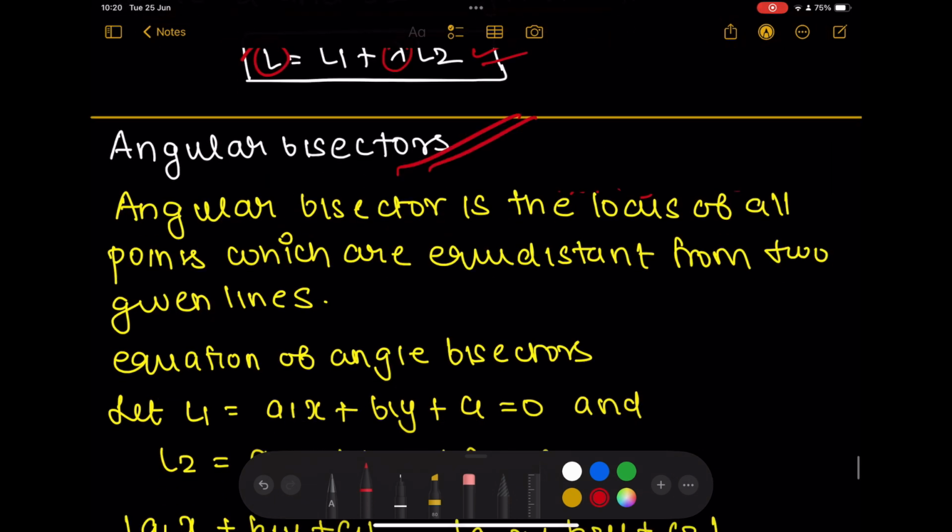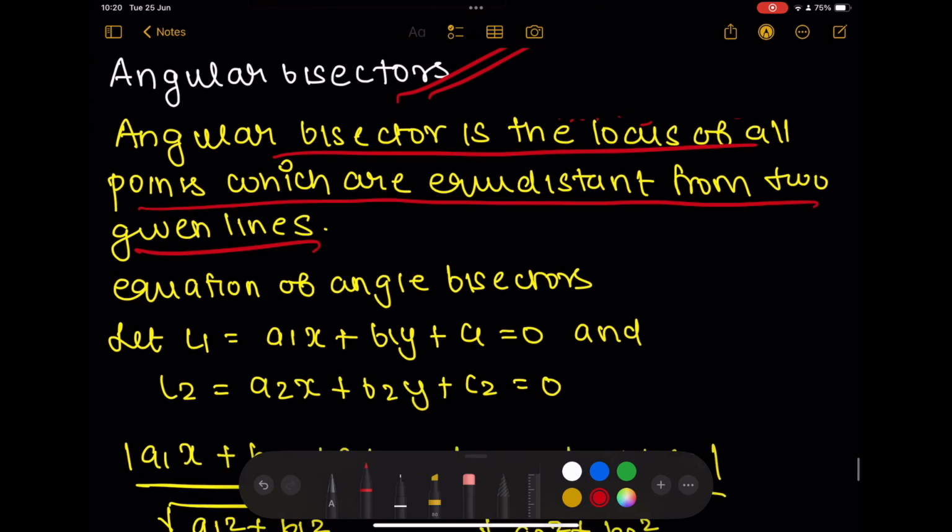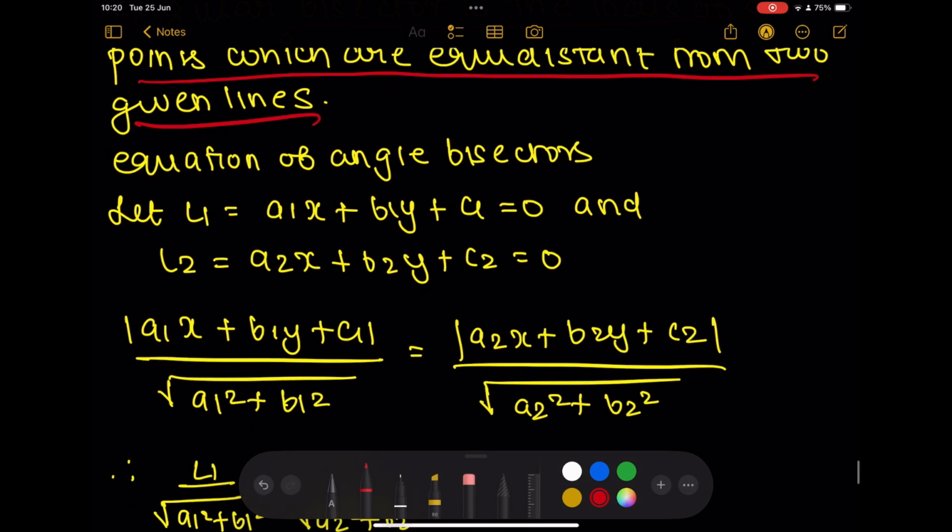Next one, angular bisectors. This is very, very important. I would say this is the most important topic in this entire chapter, because a lot of questions have come from here only. Okay, so angular bisector, I already told you, is the locus of all the points that are equidistant from two given lines, right? So how will you take the equation of this locus, or the equation of the angular bisector? This is also very much known.